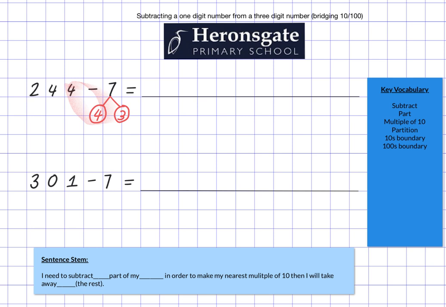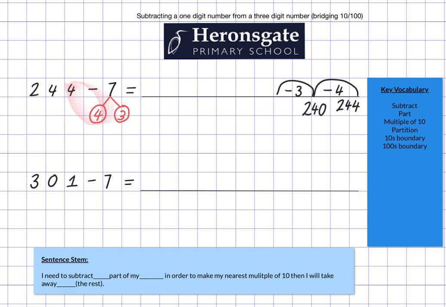So, as always with subtraction, you are starting on the right side of the number line, putting the whole that you're taking away from, and then this time we're going to take away the partitioned part. So the first part we're going to take away from 7 is 4. So 244, take away 4, gets us to our next multiple of 10, which is 240. Then we are going to take away the rest. So the rest of 7 is 3. We've partitioned it. So let's take away 3.